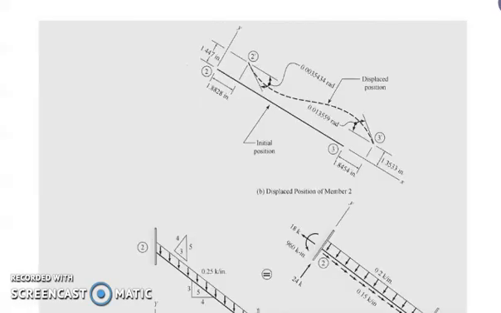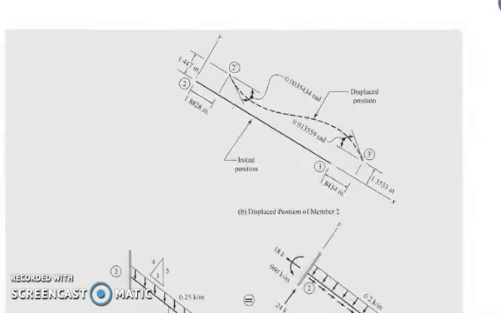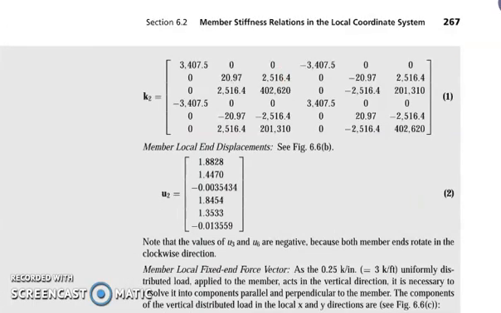We are given the displaced position of our member 2. We have our u1, u2, and u3 at the beginning of the member, and u4, u5, and u6 at the end of the member for member 2. Now we have to identify our stiffness coefficient in the local coordinate system, denoted by small letter k, for member 2.